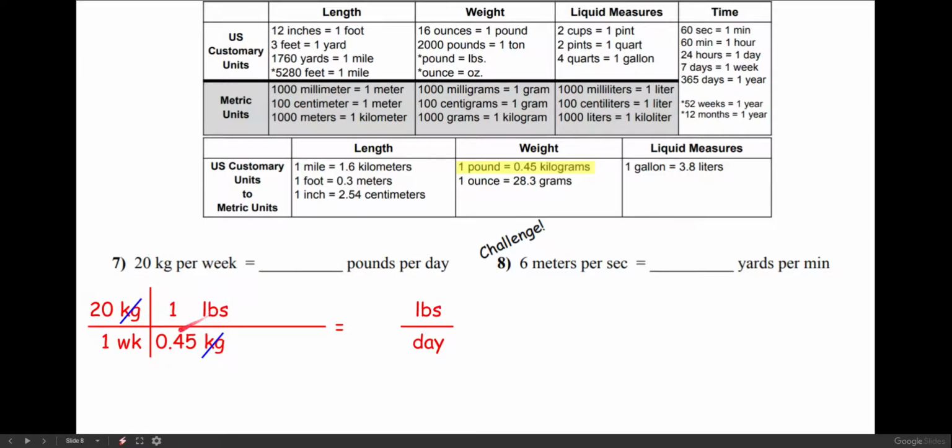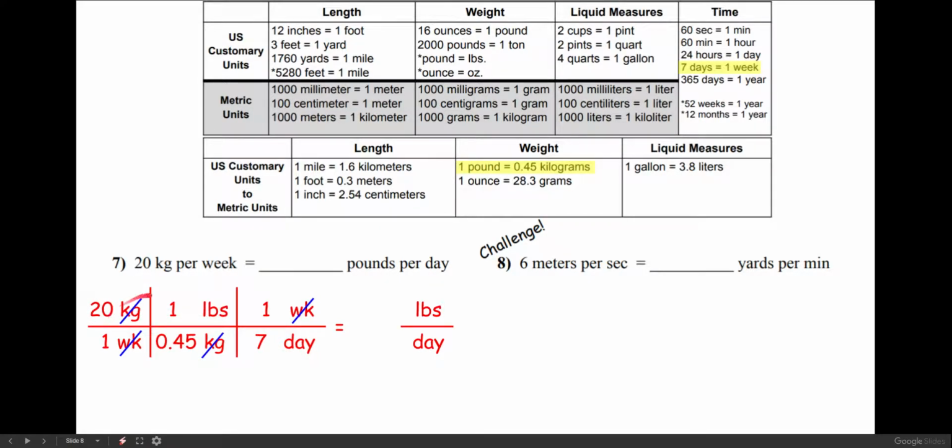Now that I have the pounds on top, I need to change the week to days. So weeks to days conversion is 7 days in 1 week. So let's write week on top, days on the bottom, cross off the weeks, and we know that 1 week is 7 days. Now, we have pounds per day, which is exactly what we want.